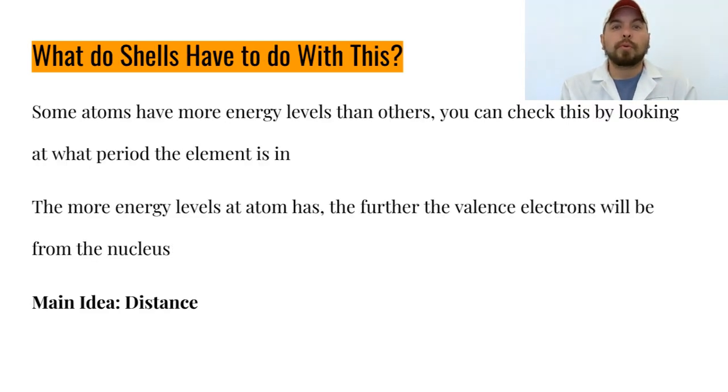The next variable we're going to look at with Coulomb's law today is going to be the number of electron shells or energy levels that each atom has. If an atom's in the 5th period, it has 5 energy levels or shells. If it's in the 2nd period, it has 2 energy levels or shells. So now we have 2 variables. We have the effective nuclear charge and we have the number of energy levels.